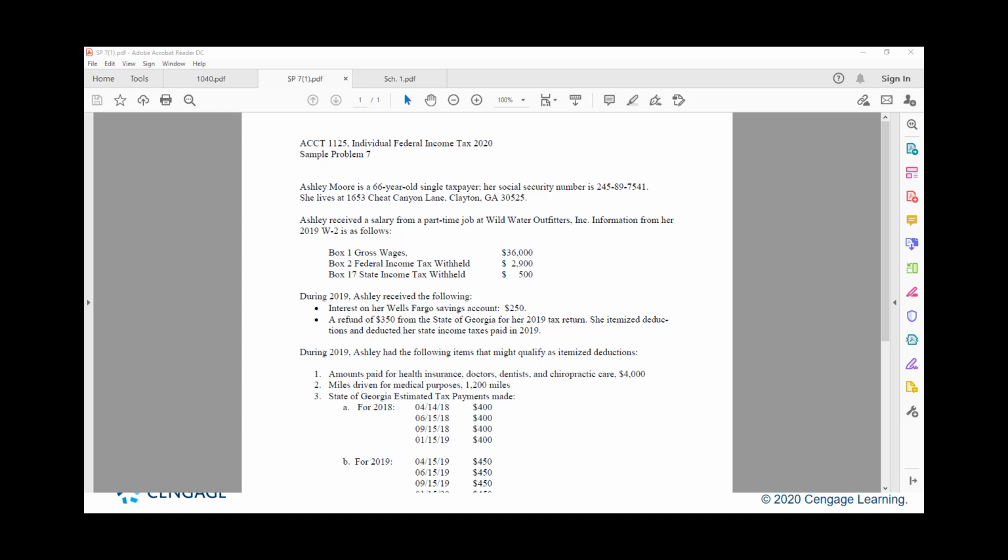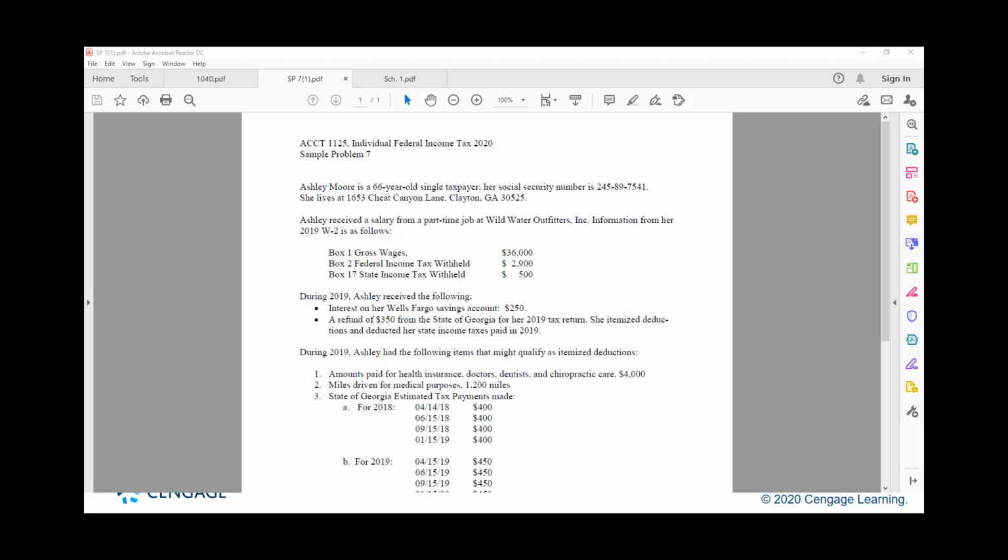Ashley receives salary from a part-time job. Her gross wages are $36,000, with federal income tax withheld, and state income tax withheld. Gross wages, we know that goes on line 1 of Form 1040, and federal income tax withheld, line 17 of Form 1040. What about state income tax withheld? Not relevant in this problem.